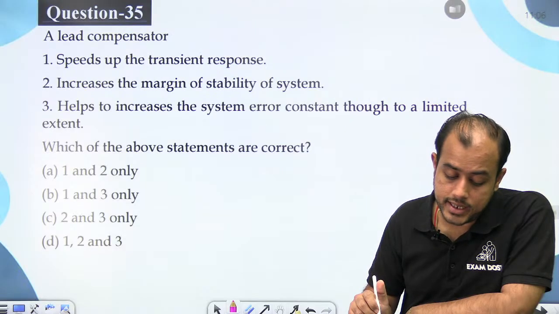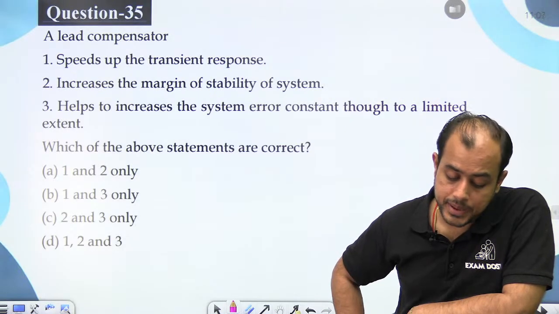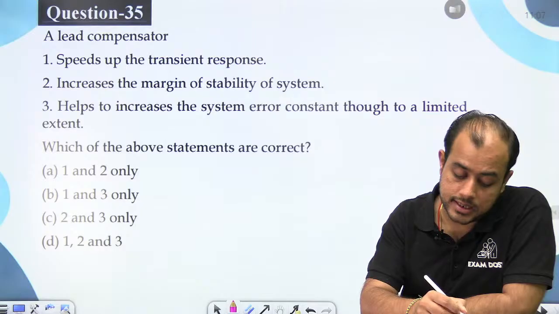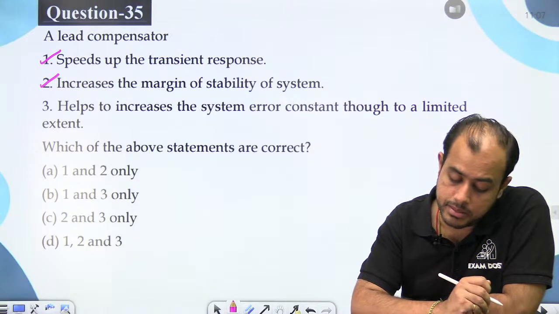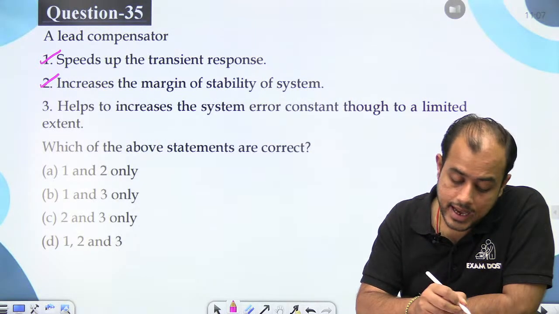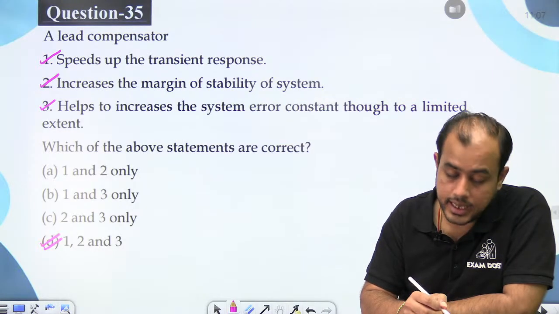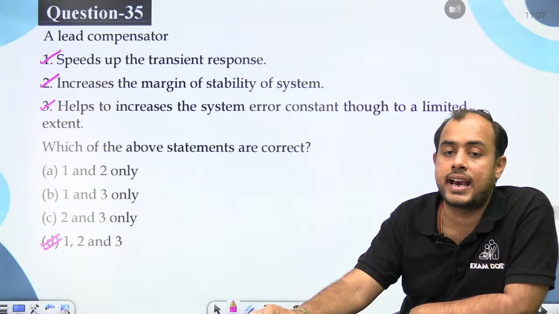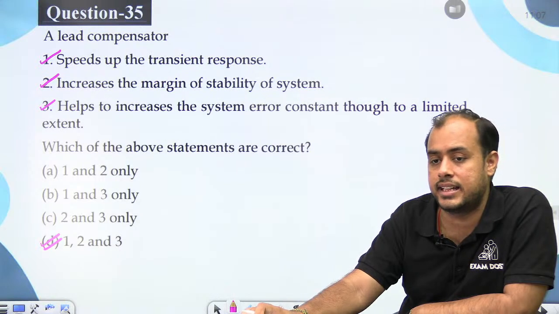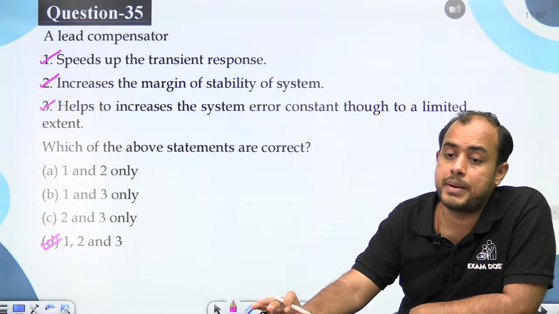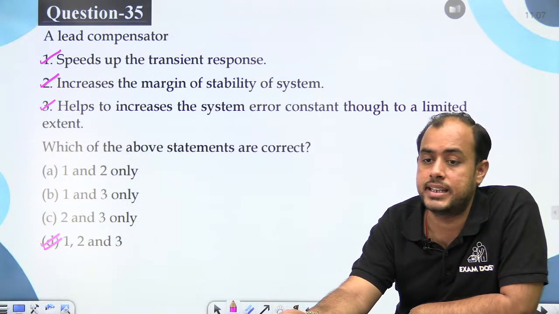ESE 2020, a lead compensator speeds up the transient response, increases stability margin, helps to increase error constant but only in a limited way. यानी बहुत ज्यादा इंक्रीज नहीं करता, एरर कांस्टेंट में स्लाइट इंक्रीज आता है. टू रिड्यूस द एरर बेटर टू यूज द लैग कंपेंसेटर.